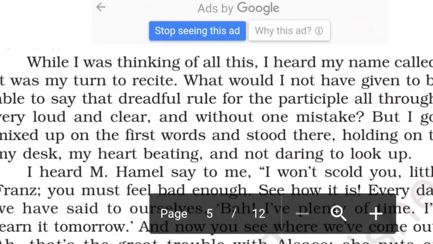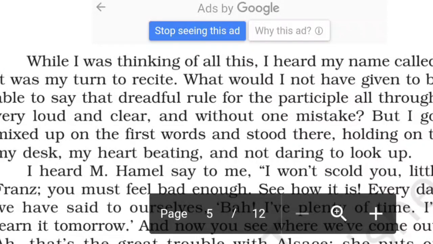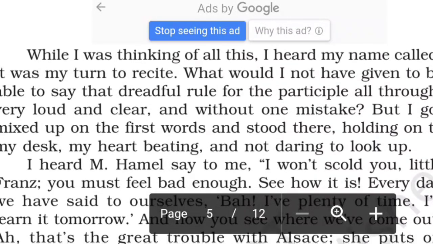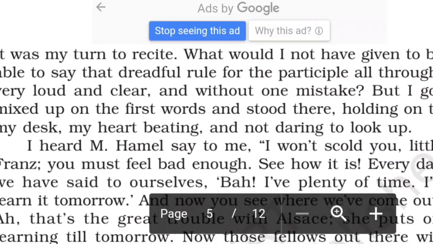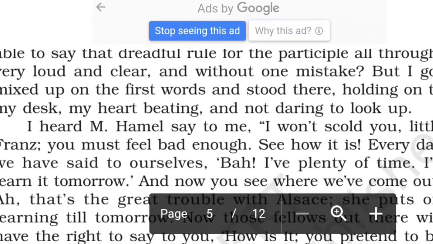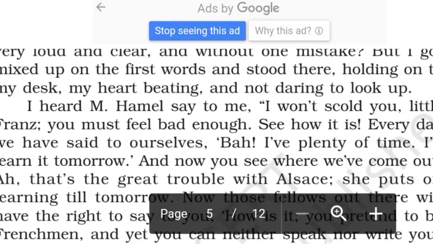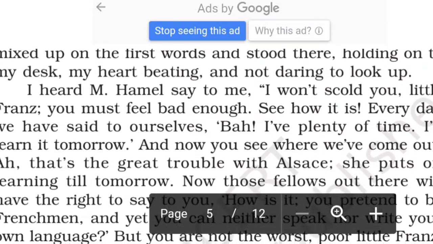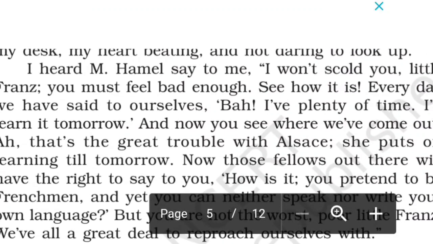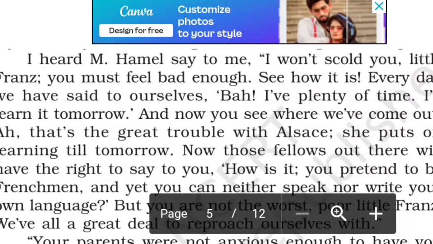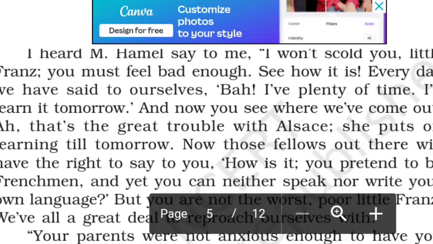What would I not have given to be able to say that dreadful rule for the participle all through, very loud and clear, and without one mistake? But I got mixed up on the first words and stood there, holding on to my desk, my heart beating, and not daring to look up. I heard M. Hamel say to me, "I won't scold you, little Franz. You must feel bad enough."